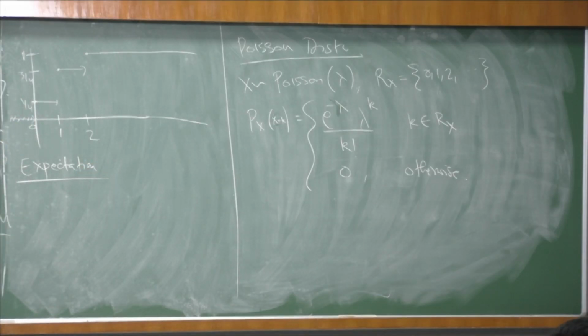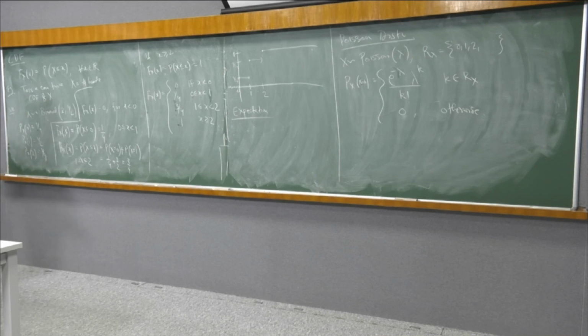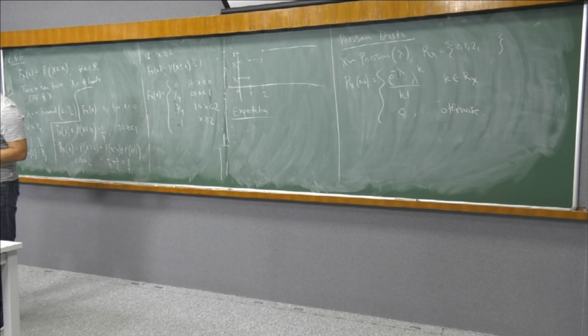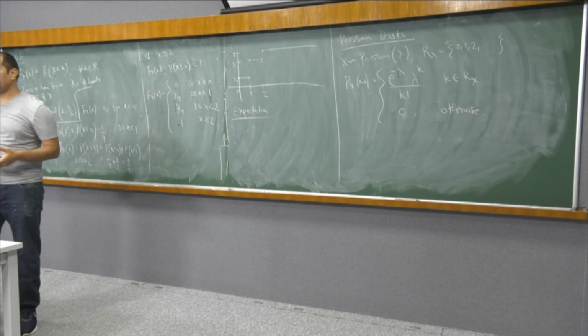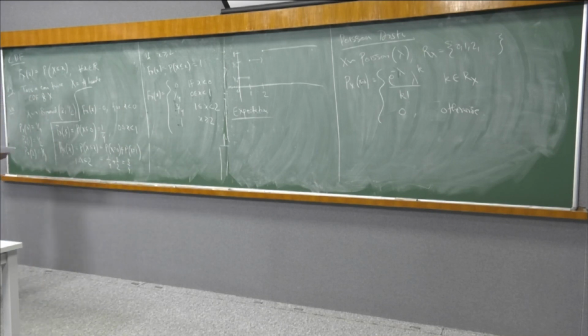Expectation, as the name suggests, it's about on average what do you expect. Okay, so it's about average. When I do a random experiment, I can ask what is the average outcome that I'm expecting. If I roll a die, then on average what am I going to see?